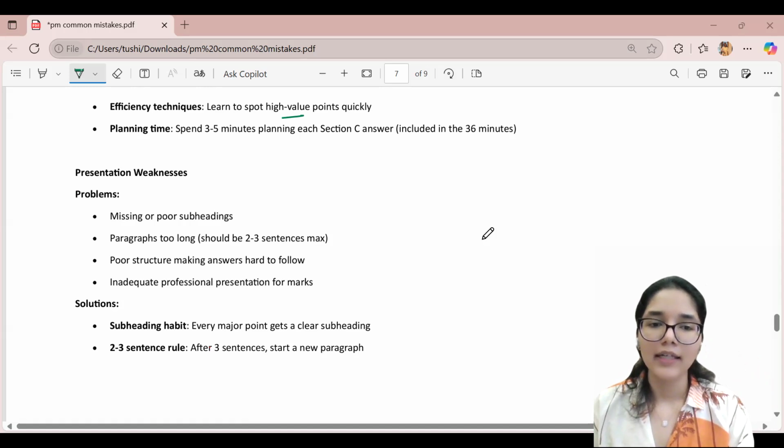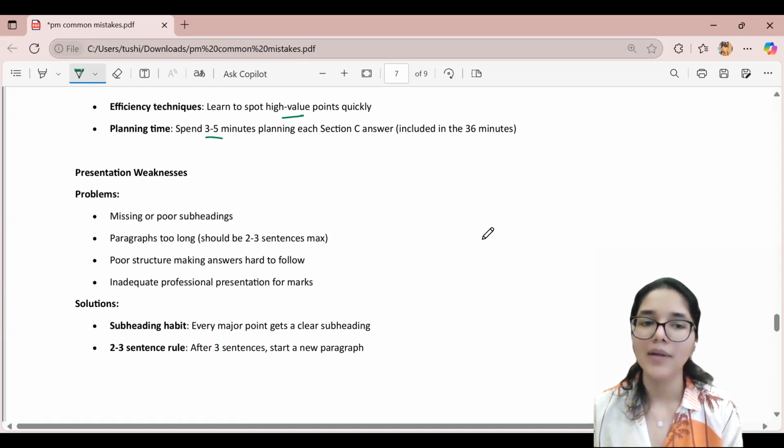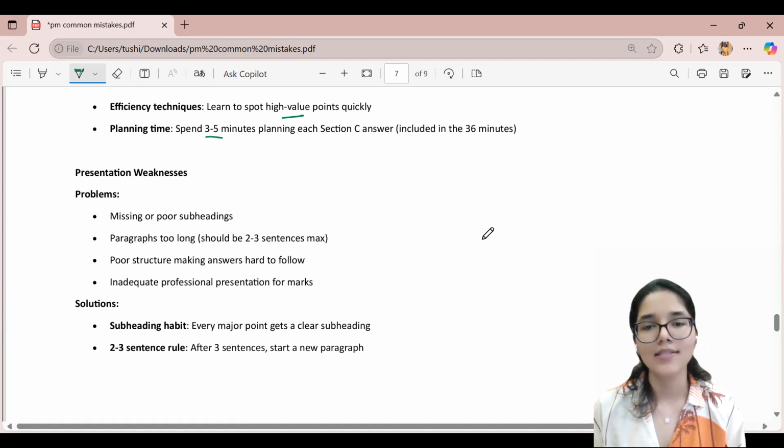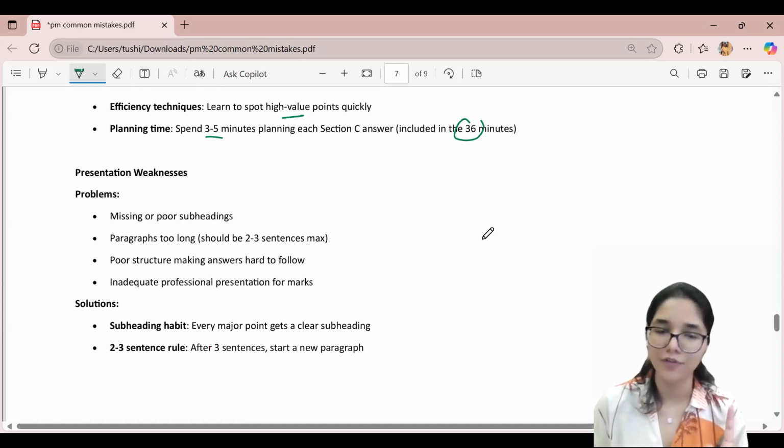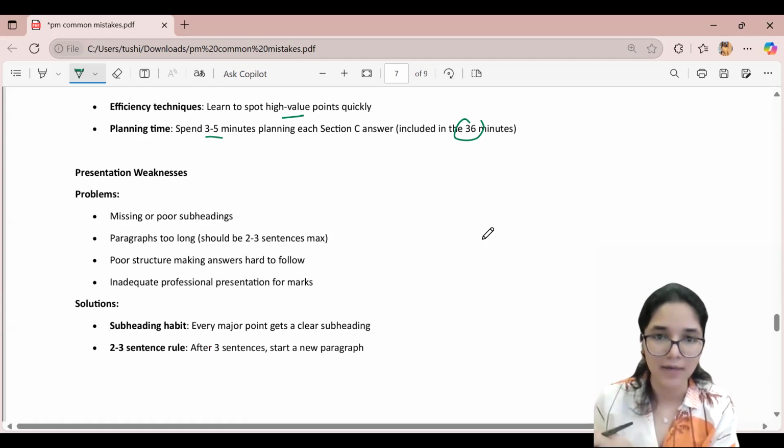Another thing we have already spoken about: spend maybe 2 to 5 minutes planning your answer, which is included in the 36 minutes that you get to attempt one part of one question of Section C.